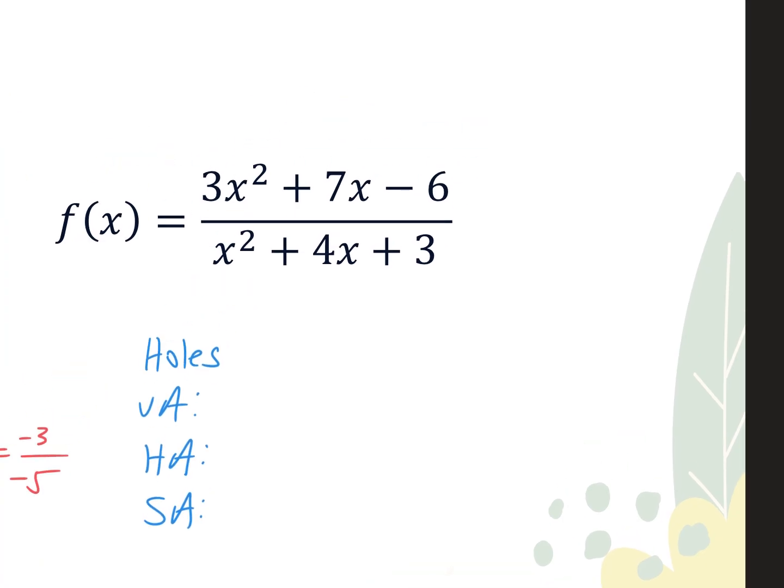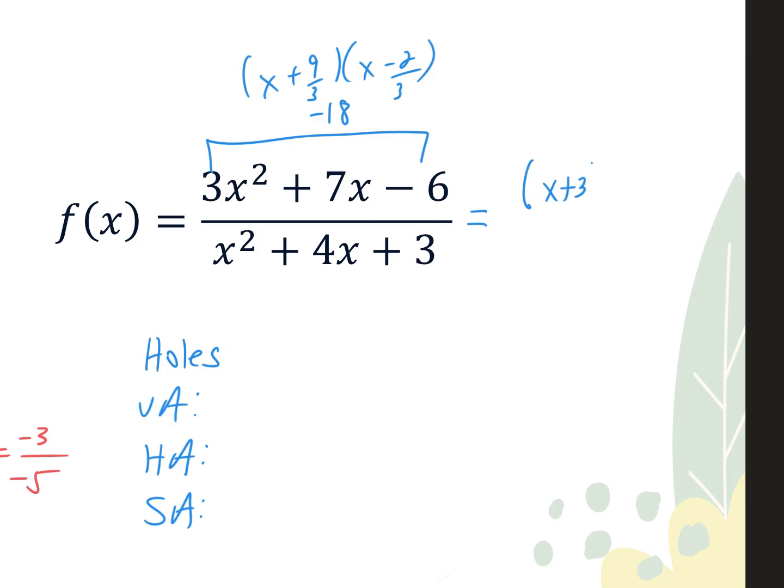All right, does my numerator factor? 3 times negative 6 is negative 18. Are there factors of negative 18 that multiply to give me negative 18, but add to give me 7? Plus 9 and minus 2, and then what do I have to divide both by? All right, so my numerator becomes x plus 3, and what, 3x minus 2? I told you factoring was never, ever going away. Does my denominator factor?